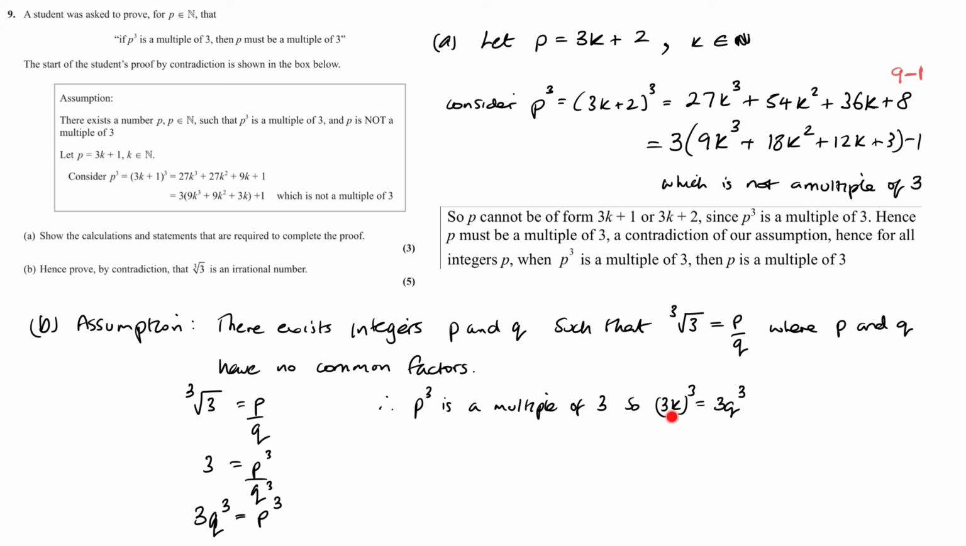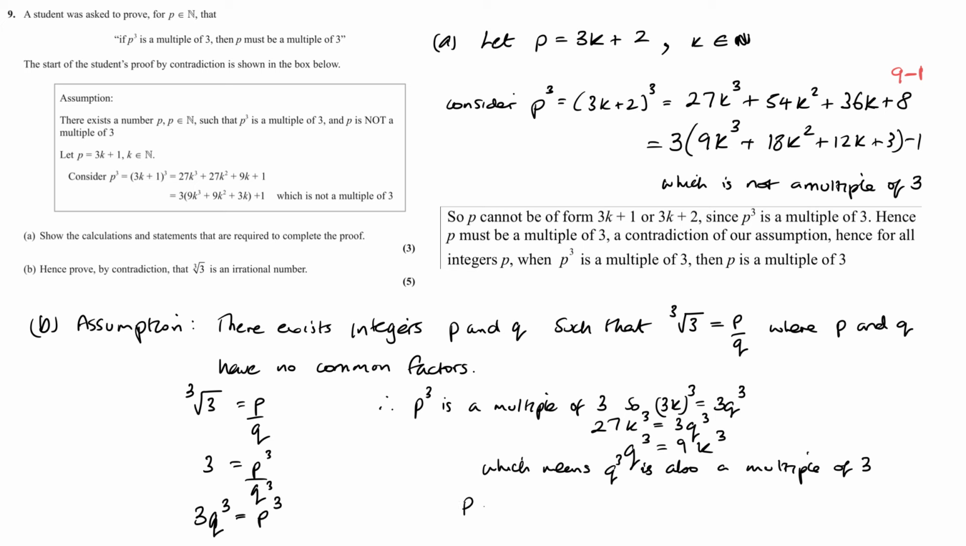So p cubed is a multiple of 3, so we can write it as 3 times any value cubed. So that would mean that it could be 27k cubed equals 3q cubed. So that means that q cubed is equal to 9k cubed, which means q cubed is also a multiple of 3. And that's where our contradiction is.